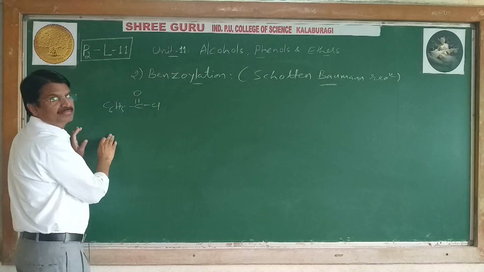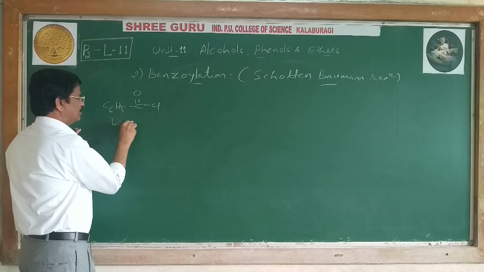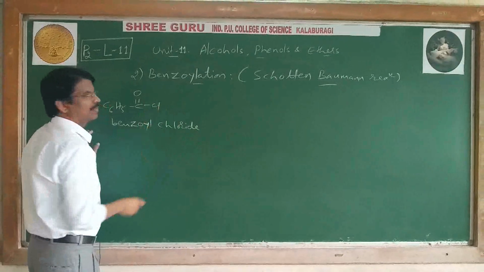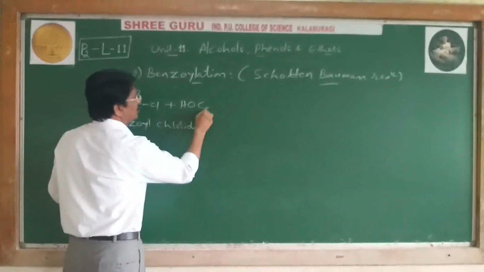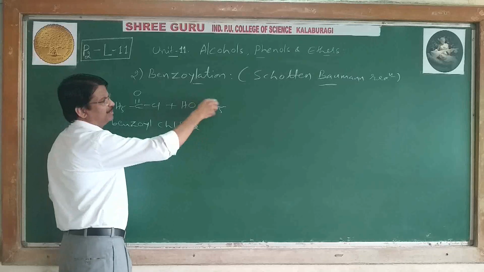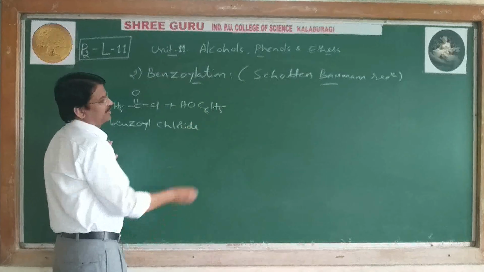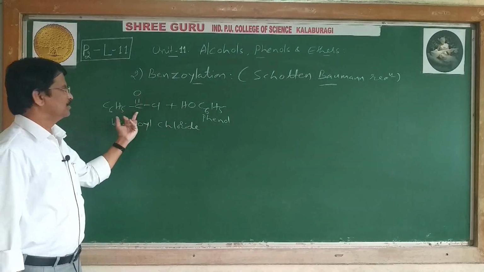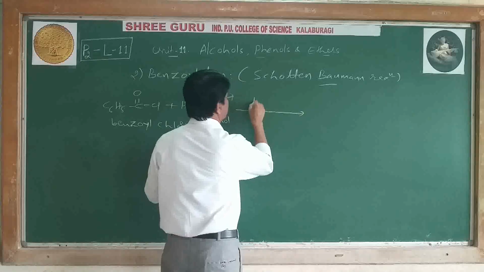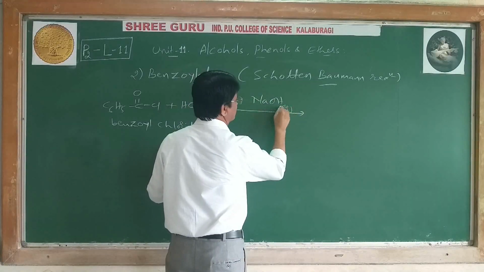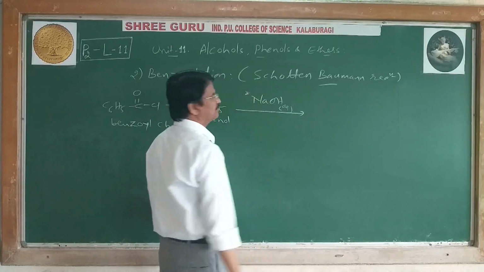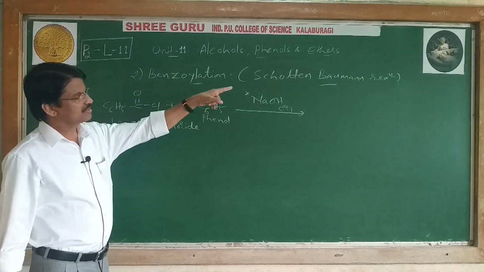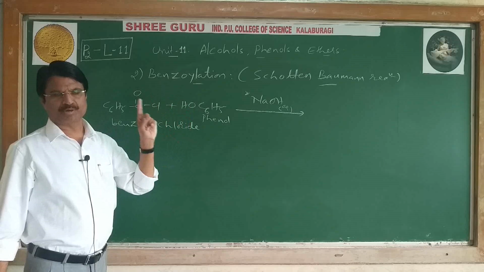C6H5COCl, benzene ring COCl. This is benzoyl chloride. Plus HOC6H5. In place of the benzene ring, I am writing the molecular formula C6H5. This is phenol. Yes, phenol on heating with benzoyl chloride in the presence of NaOH or KOH solution. This is important. Only in the presence of NaOH, the benzoylation of phenol is said to be the Schotten-Baumann reaction.